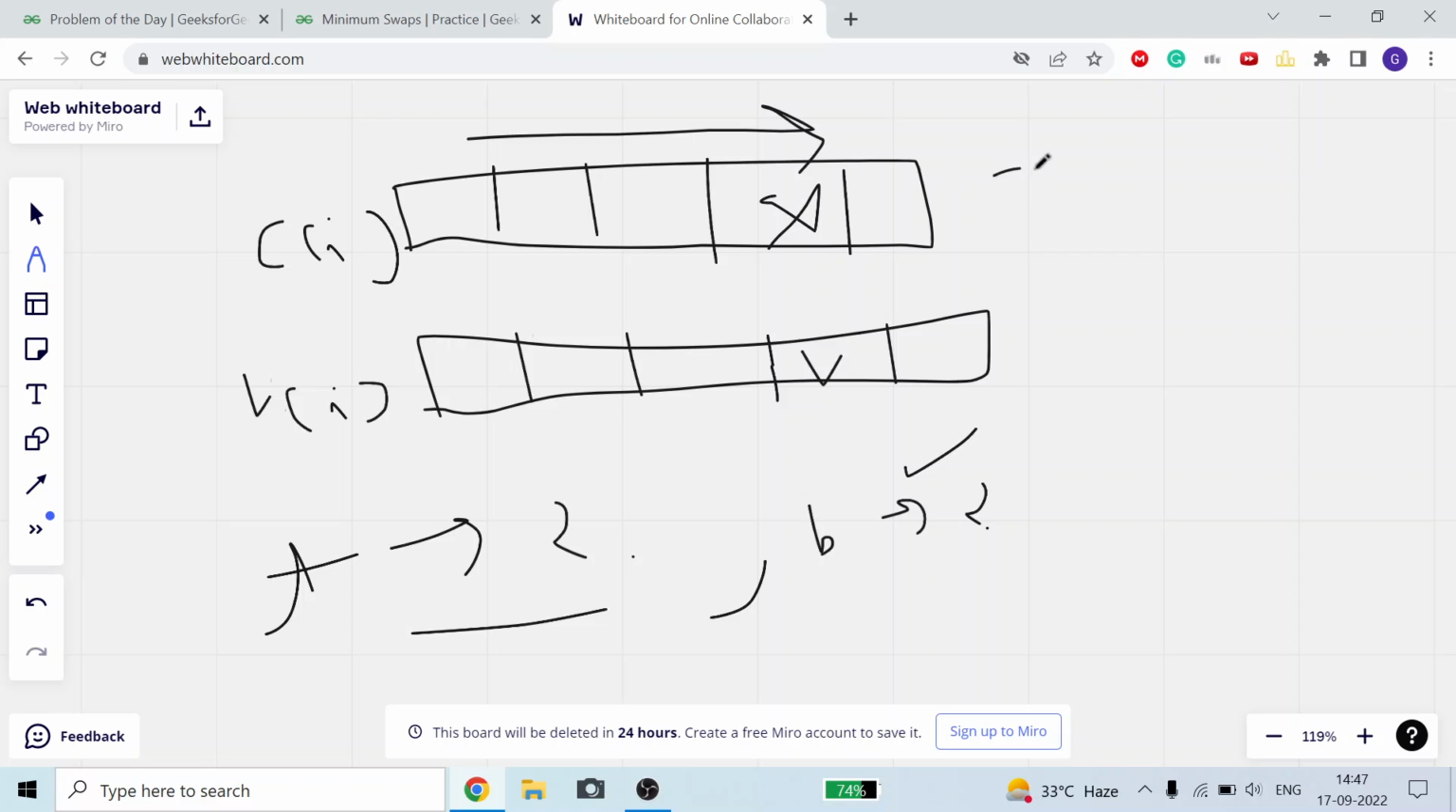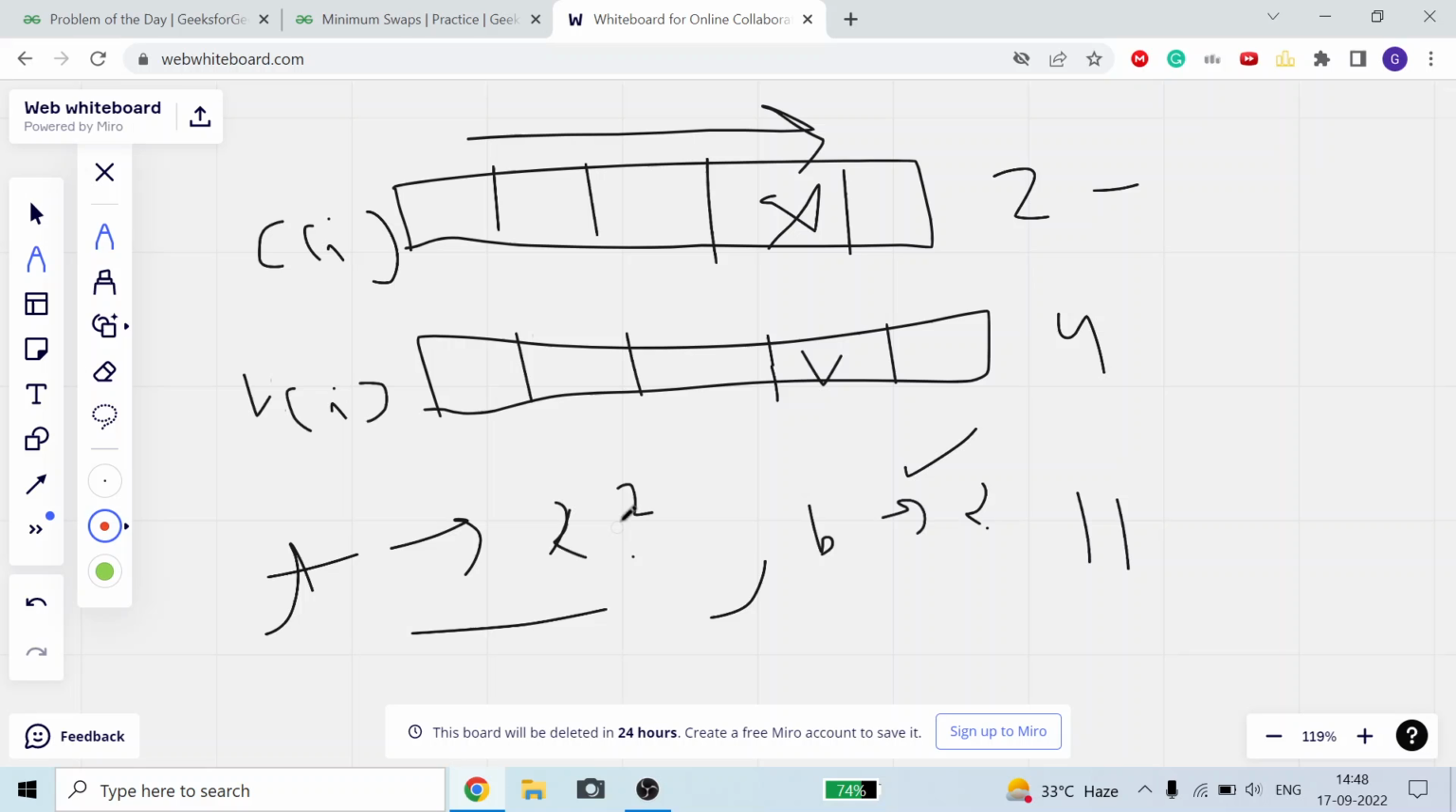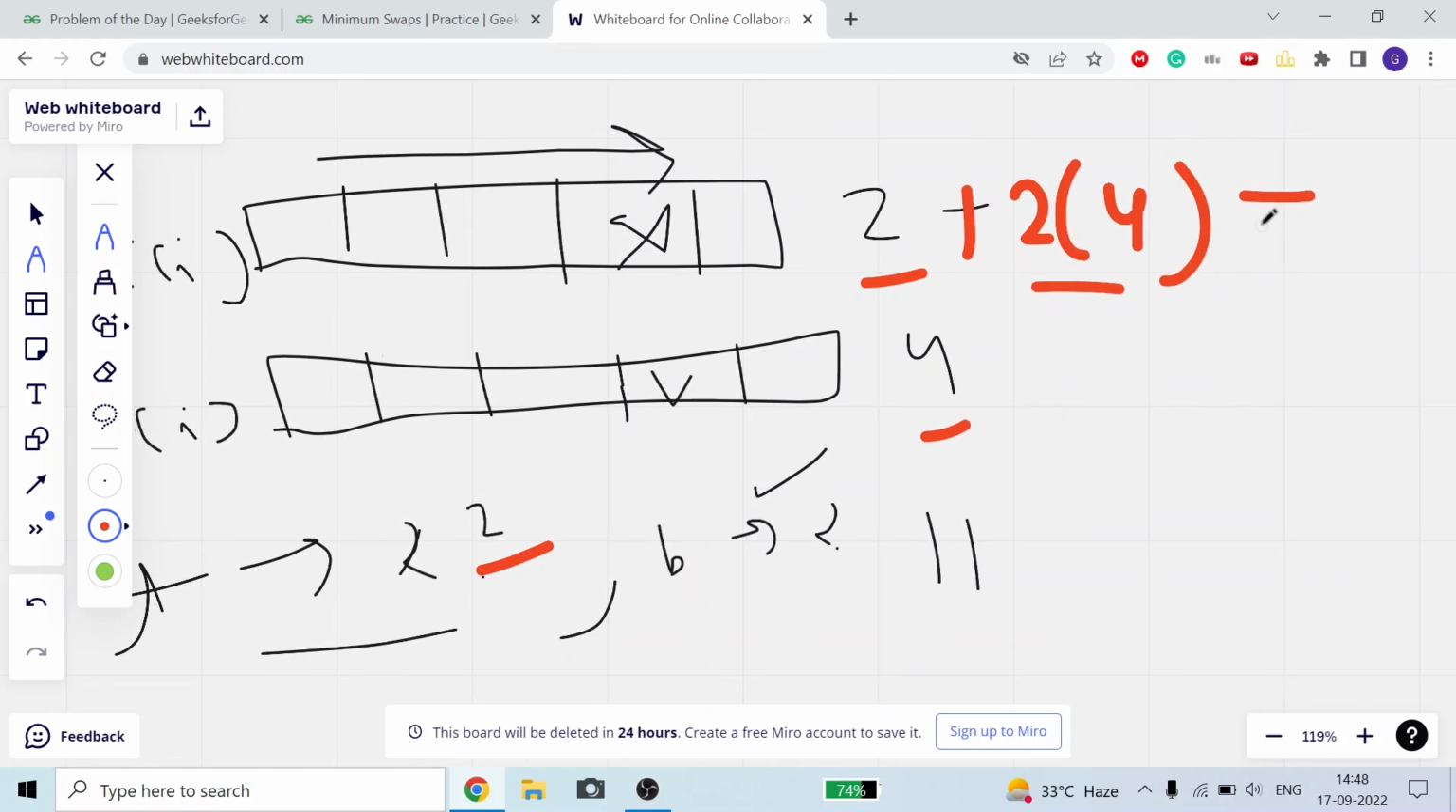Suppose x is equal to 2, velocity is equal to 4, b is equal to 11, and the time given is 2. Now if it starts from 2, then after 2 seconds, how much distance will it cover? Time into velocity, that is 2 into 4. 2 is its starting position and in 2 time it will cover 2 into 4 distance because 4 is its speed. So 4 into 2 is equal to 8, plus 2 makes 10. So it can reach till 10.